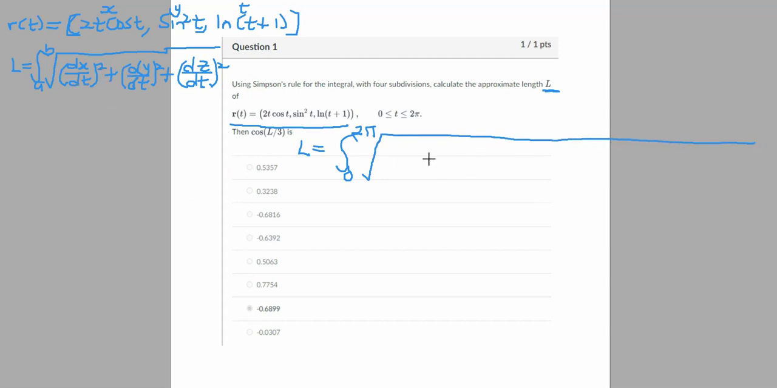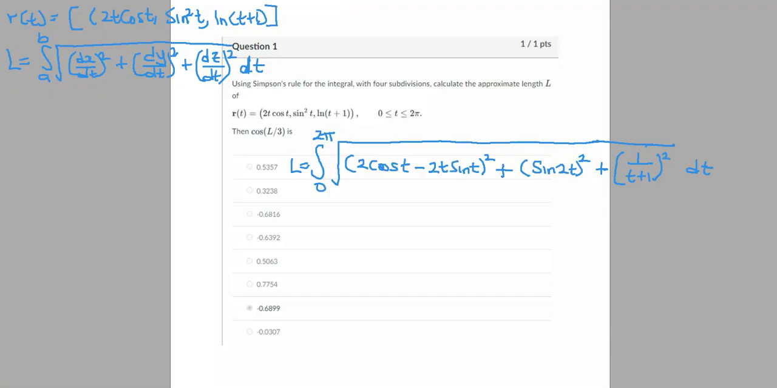We got our dx/dt to be equals to 2 cos t minus 2t sin t. Then we square it plus dy/dt all square. We got our dy/dt to be equals to 2 sin t cos t all square. Then our dz/dt we got it to be 1 over t plus 1 all square. Then dt, when integrating with respect to t. So we've calculated the arc length of the curve of r of t.